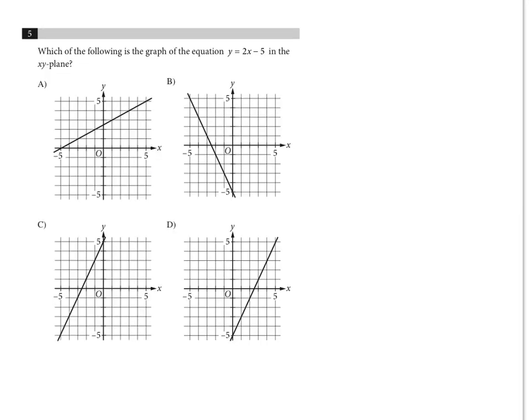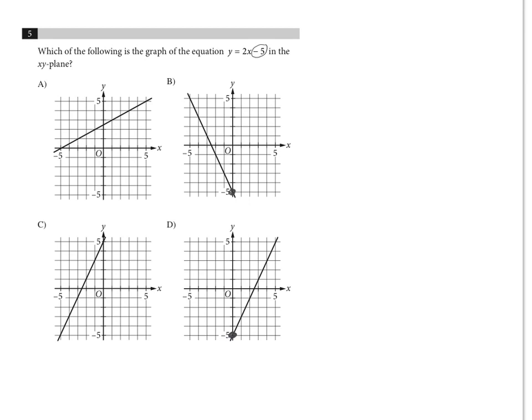Question 5 says, which of the following is the graph of the equation y equals 2x minus 5 in the xy-plane? Well, we're looking for a y-intercept of negative 5. There's our y-intercept right there. And if we look carefully, we'll see that there are two graphs that have a y-intercept of negative 5. We have a y-intercept of negative 5 right down there, and we have a y-intercept of negative 5 right down there.